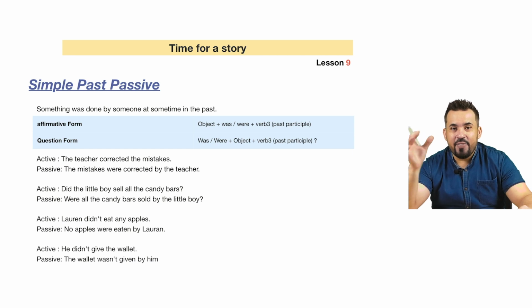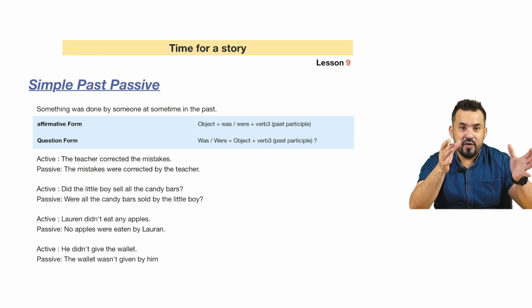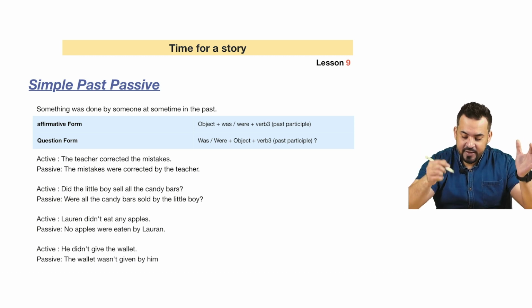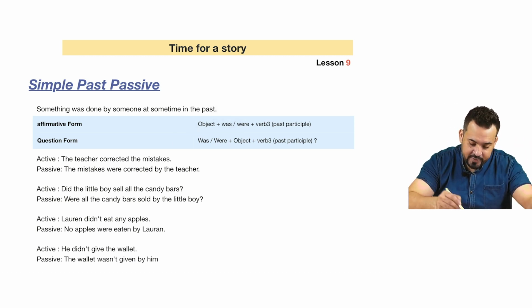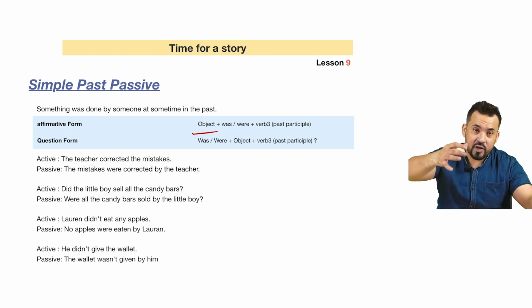So let's take a look at the passive voice and the past simple. The formation of this is we start with the object as usual.